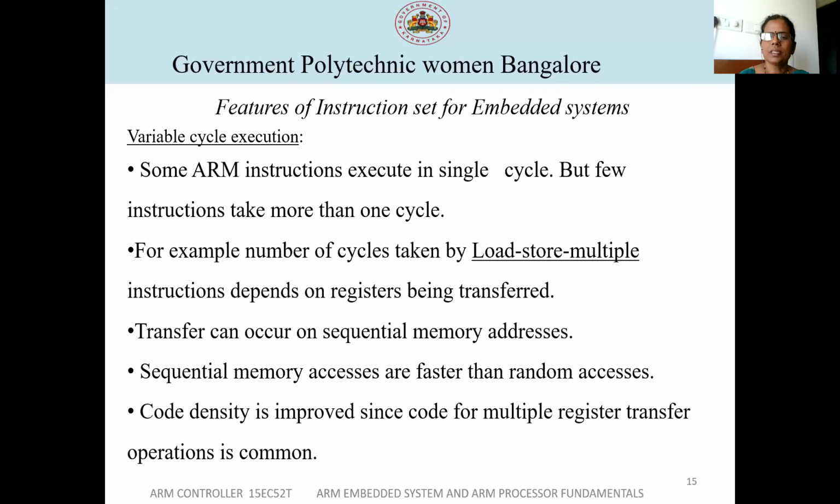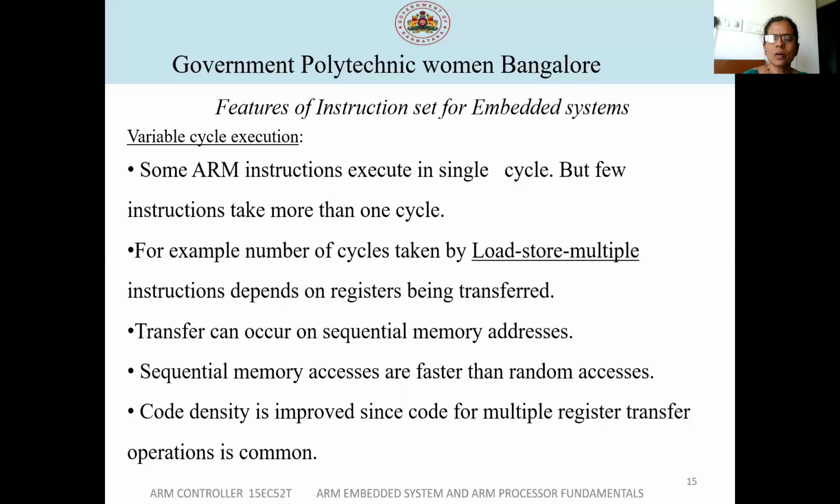Some ARM instructions execute in a single cycle, but a few instructions take more than one cycle. For this reason only, it is not called a pure RISC architecture. For example, the number of cycles taken by load, store, multiple instructions. These instructions we'll study in the later sessions. There are instructions called load and store instructions. They operate on multiple registers. How many? It depends on the registers being transferred. Based on this, the number of cycles varies.